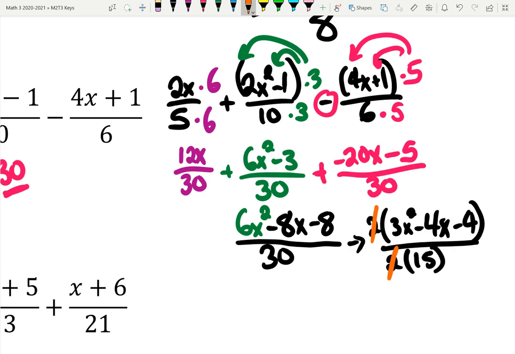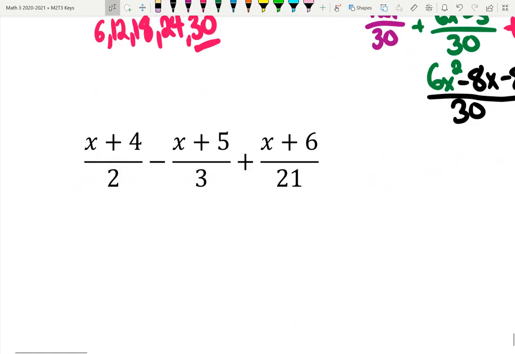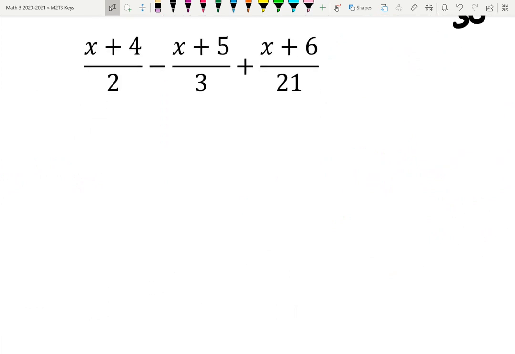Let's do one more. Looking at this guy, you want to identify what is the number that they all go into. 2, 3, and 21. Well, I know I can make a 3 times 7 is 21, but I know 2 does not go into 21. Well, the list of 21s, 21, and then 42. I know 42 is even. I also know that if I multiply 3 times 14, aka I multiply it by the 7 and the 2.